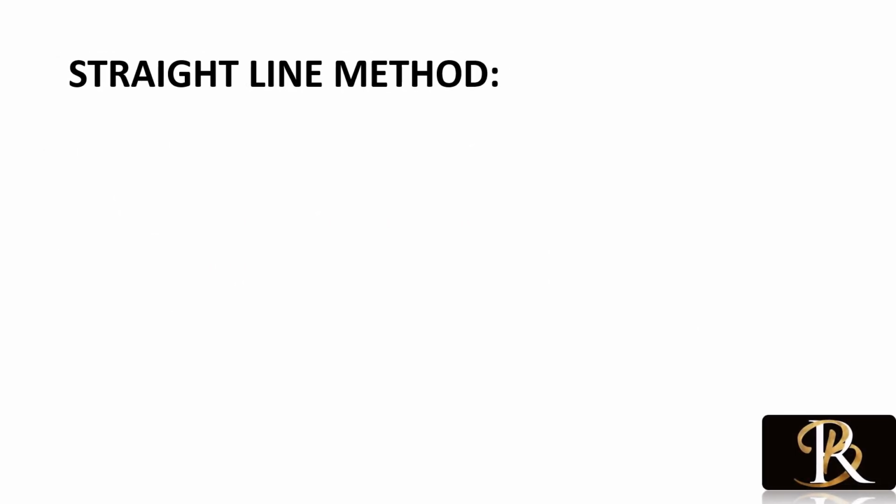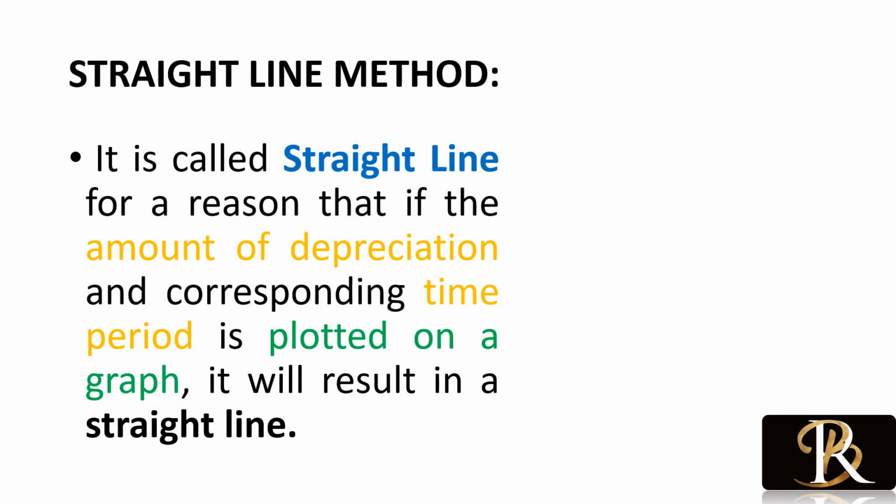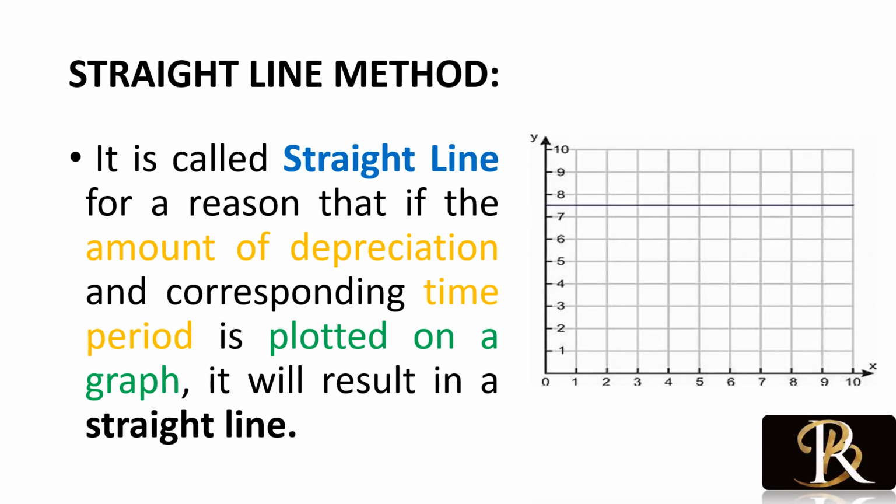That particular reason is that if the amount of depreciation and the corresponding time are plotted on a graph, it will result in a straight line. Suppose the amount of depreciation is 7.5, and if we plot this amount on a graph for the first year to the 10th year, then we get one line, and that line is a straight line. So that's why this method is called the straight line method.